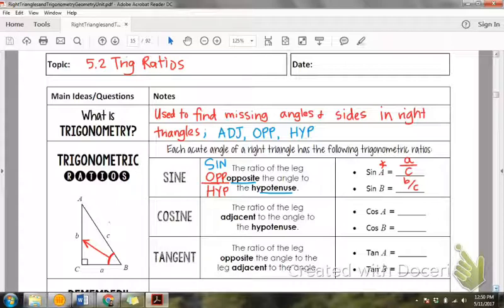You will never go from the right angle, okay? You're never going to have to talk about angle C because opposite and hypotenuse is the same thing, right? And that would be a little bit confusing. It wouldn't be C over C. So you're not going to have to go from the 90-degree angle.